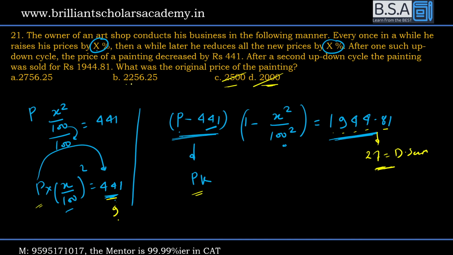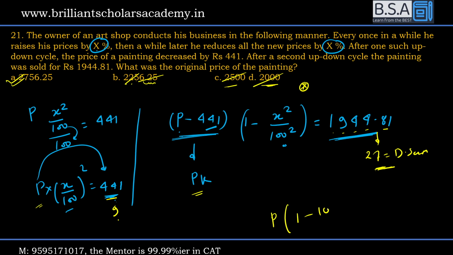Now for you to be able to think like this, first of all, you need to be able to create these equations. Do you guys need any help with the second equation? How did I create this bracket? P minus X square upon 100 square. Decrease. If the price is P and you decrease 10%, this is how you decrease 10%, yes? This is the new price.